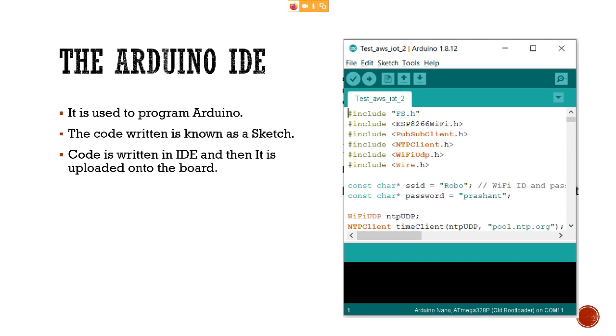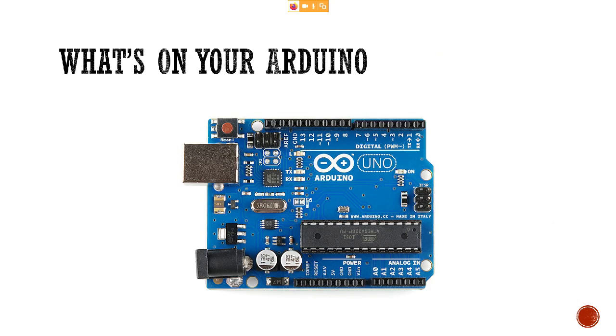So first we will talk about what's on the board. So here we have the Arduino Uno. We will talk one by one about what is contained on the board and how to use them. So we have the USB cable and the power jack. The USB cable is right here. The USB jack is used to connect your Arduino board to the computer. Then we have the power jack. This one is in order to give power to the Arduino.